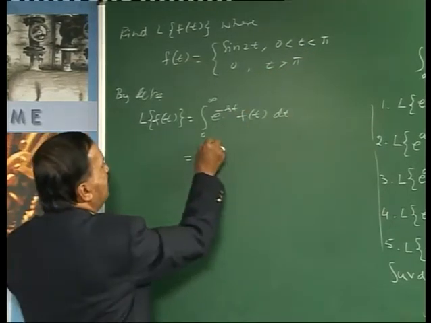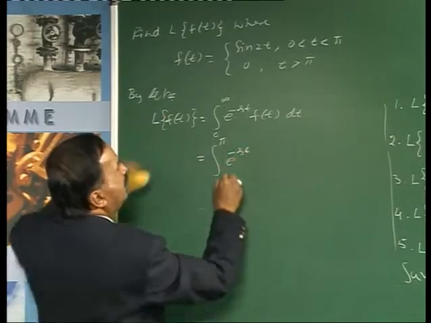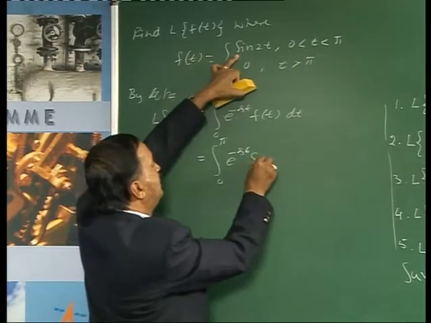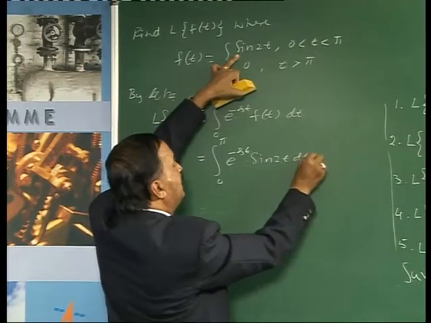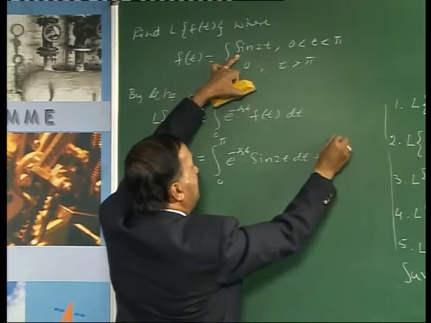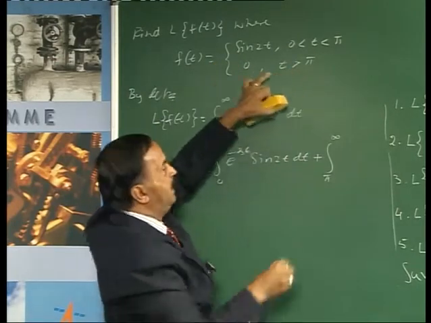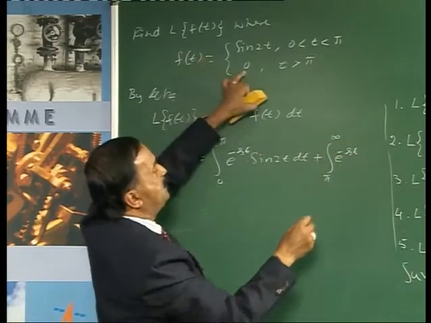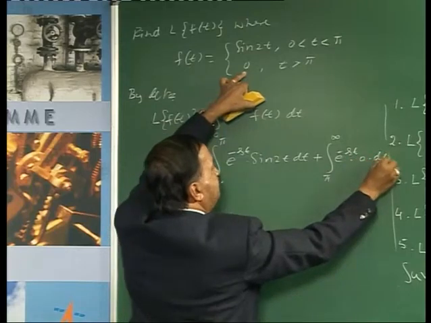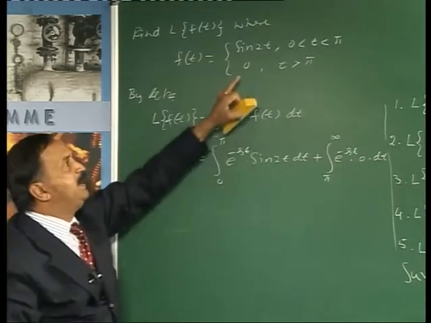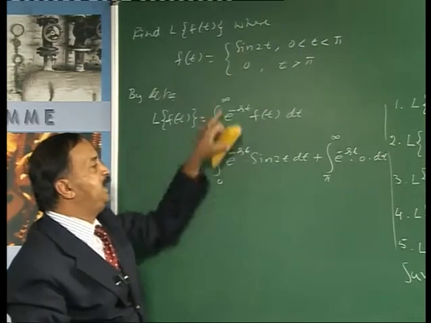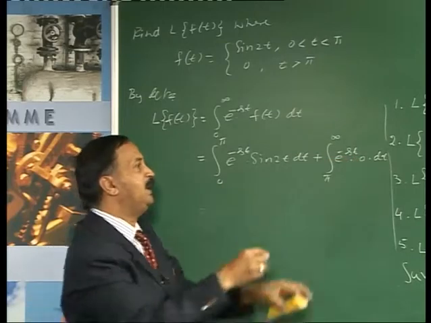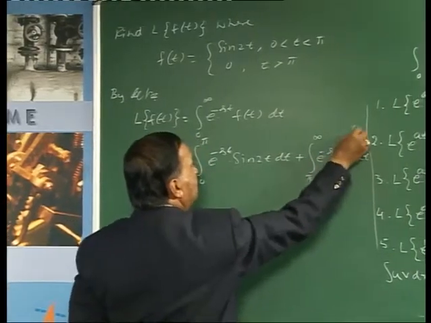So between 0 and pi, e to the power of minus s t, f of t is equal to sin 2 t dt, plus integral from pi to infinity, e to the power of minus s t into f of t, but f of t is 0, that means 0 dt. So between 0 and pi f of t is sin 2 t, between pi and infinity f of t is 0. So integral of 0 is 0, that means this term is 0.